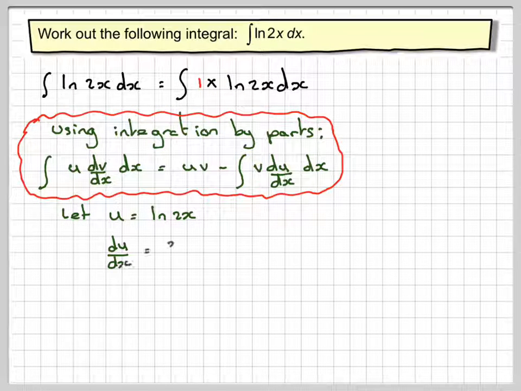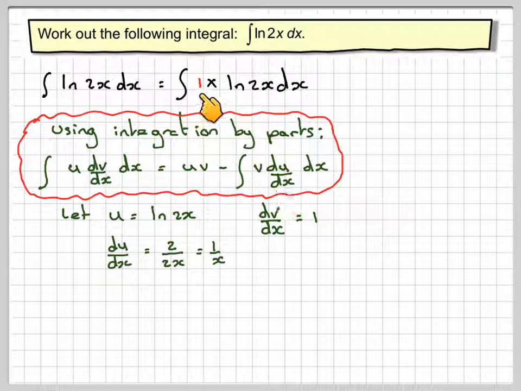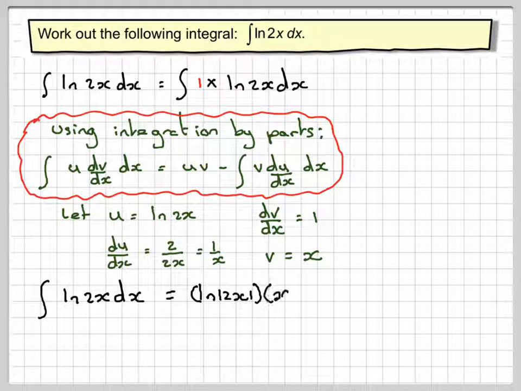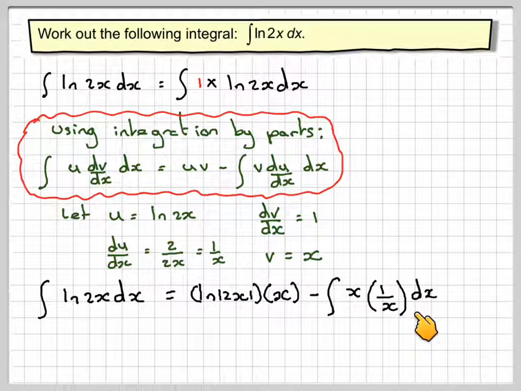If I differentiate that, I'm going to get 2 over 2x, which is 1 over x. dv by dx will be equal to 1, and if I integrate 1, I get x. So substituting in, the integral of ln of 2x dx is going to be uv, so it's ln of 2x times x, minus the integral of v, which is x, times du by dx, which is 1 over x dx.